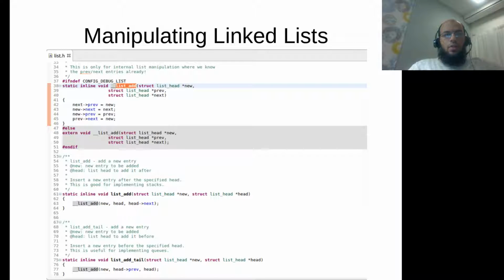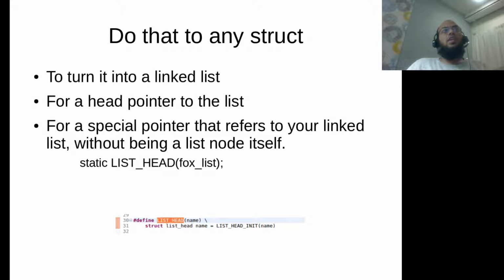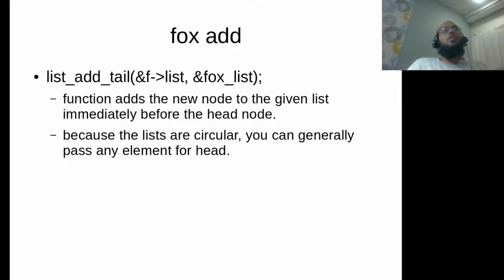Okay, so let's look at, for example, list add tail. You would have the fox list, a pointer to the fox list that you have defined as your list head using this call, list head fox list. So you define this as your head node, and add to it the new fox that you're going to add.